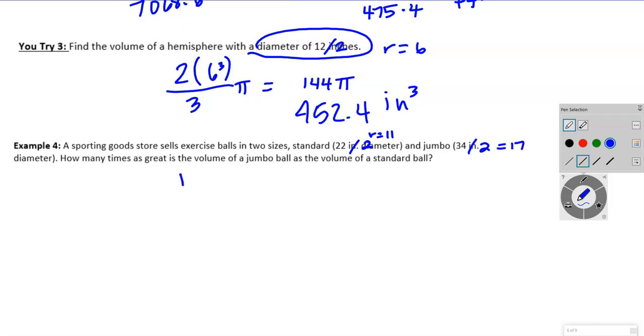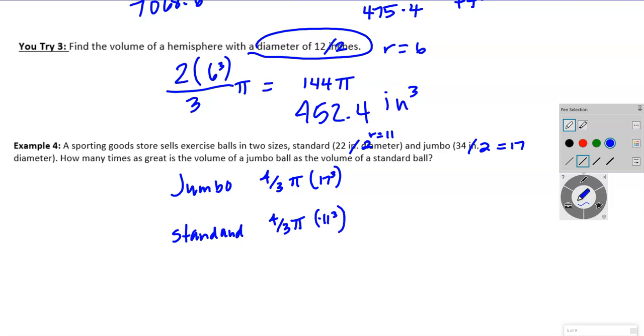So I'm going to actually do my jumbo first, and you're going to see why in a minute. Now remember, this is 4/3 pi, and I'm doing my 17 cubed, right? All right, and then that's going to be equal to my standard, which is also 4/3 pi, and this is going to be 11 cubed.